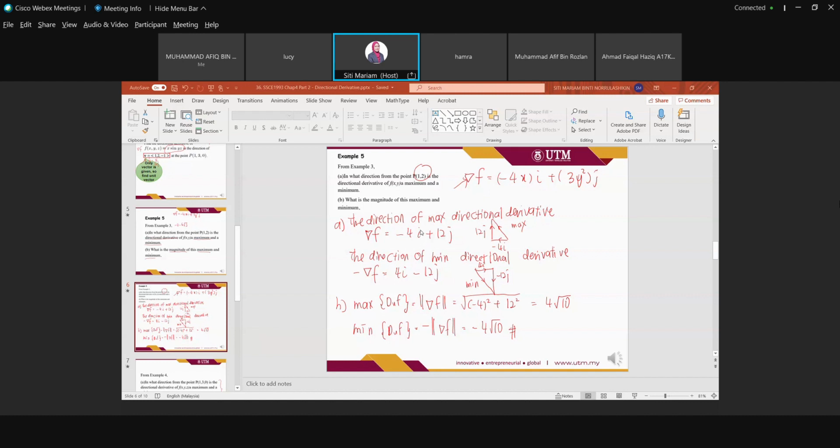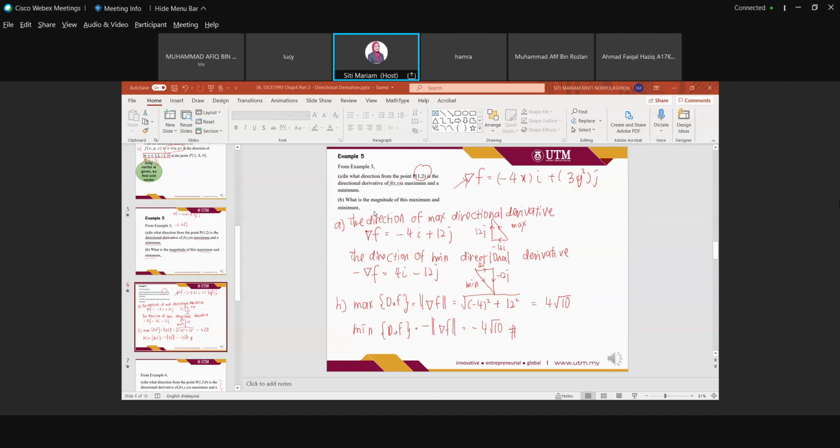So the maximum directional derivative is the grad f itself. But for the minimum, you just put the negative sign here. Okay? So this graph represents the maximum direction. And this graph represents the minimum direction. Okay, faham tak? Kalau minimum, you just letak negative and you multiply the whole function with negative.